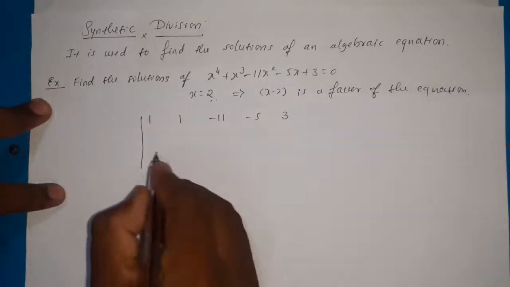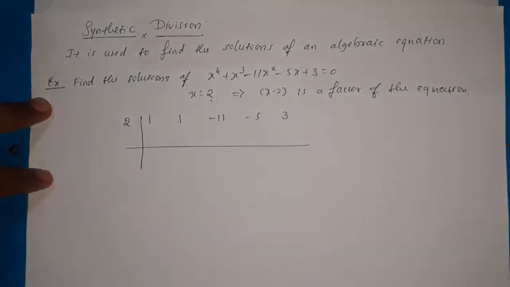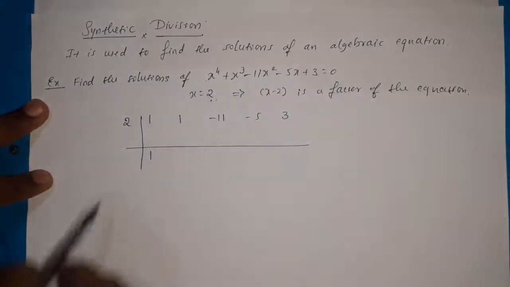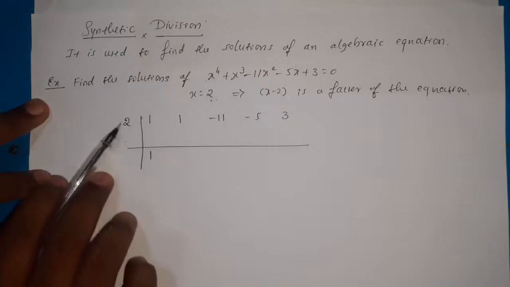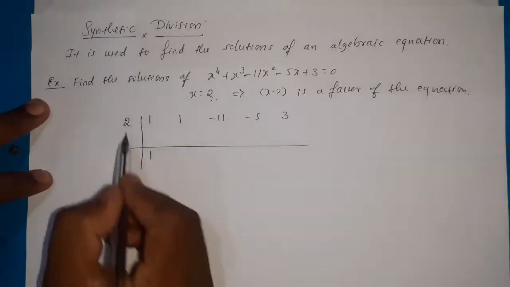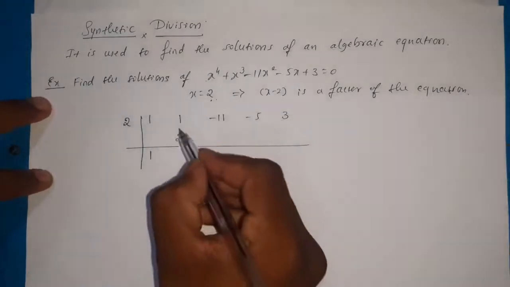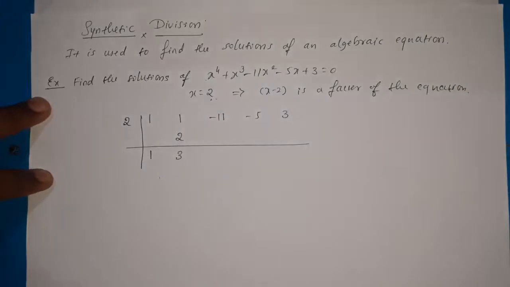Then use the first root for the division. So here keep the first value as it is. If it is 1, then consider 1. Then multiply these two numbers, 2 into 1, which is equal to 2, right? Then adding these two, by adding 2 and 1 we will get 3, right?